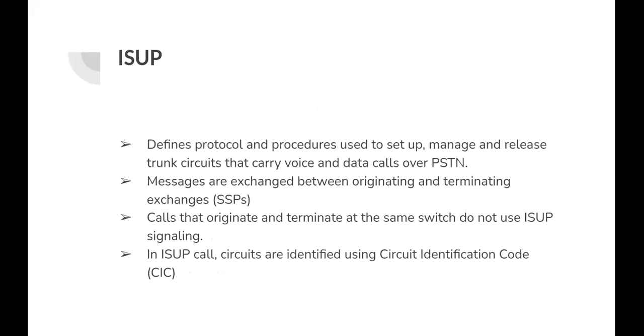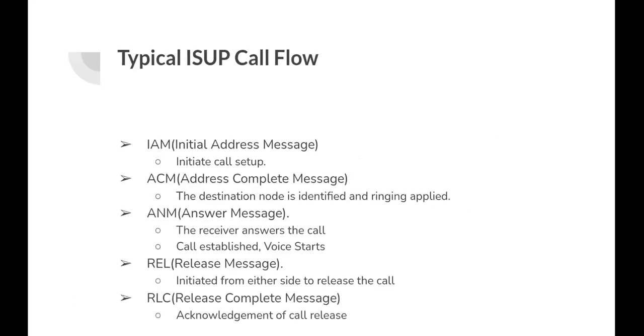So it sets up, manages, and releases trunk circuits that carry voice and data calls over PSTN. So we look at a typical call flow for ISUP. We have something called an initial address message. We also have an address complete message, an answer message, a release message, and a release complete message. The diagram in the next slide will show this clearly.